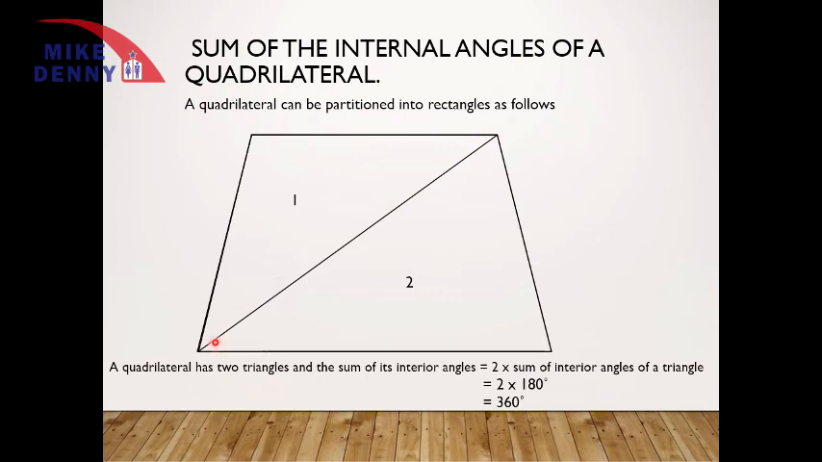The same thing here. Triangle 1 will take this angle, and triangle 2 will take this angle. So you add the internal angles of the two triangles, you arrive at the sum of the internal angles of a quadrilateral. That's why you have 2 times 180 degrees. And the answer is 360 degrees. So the sum of the internal angles of a quadrilateral, you should never forget, is 360 degrees.